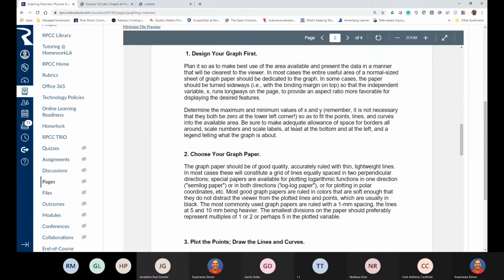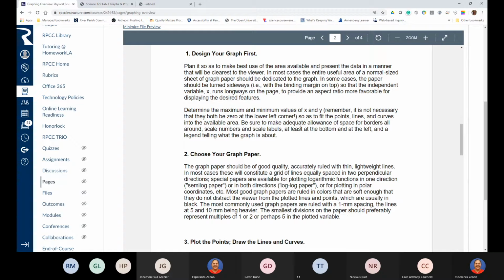Okay. And then it tells you to plan out your graph. Do you need to orient the paper portrait or landscape, right? So I always say, do you need the long side on the Y, or do you need to turn it and have the long side on the X? You need to decide that.